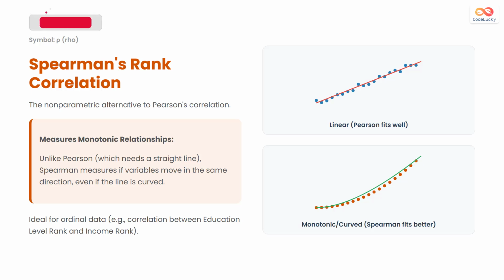For correlations, we have Spearman's rank correlation, denoted by the Greek letter rho. While Pearson's correlation checks for a straight, linear line, Spearman's checks for a monotonic relationship. This means it checks if one variable increases as the other increases, even if the line is curved. It is perfect for ranked data, like comparing class rank versus income rank.